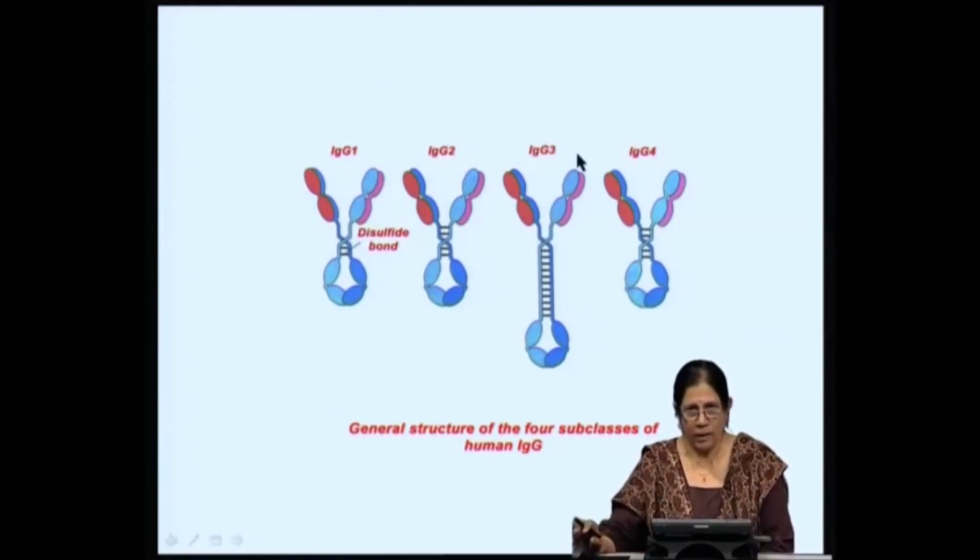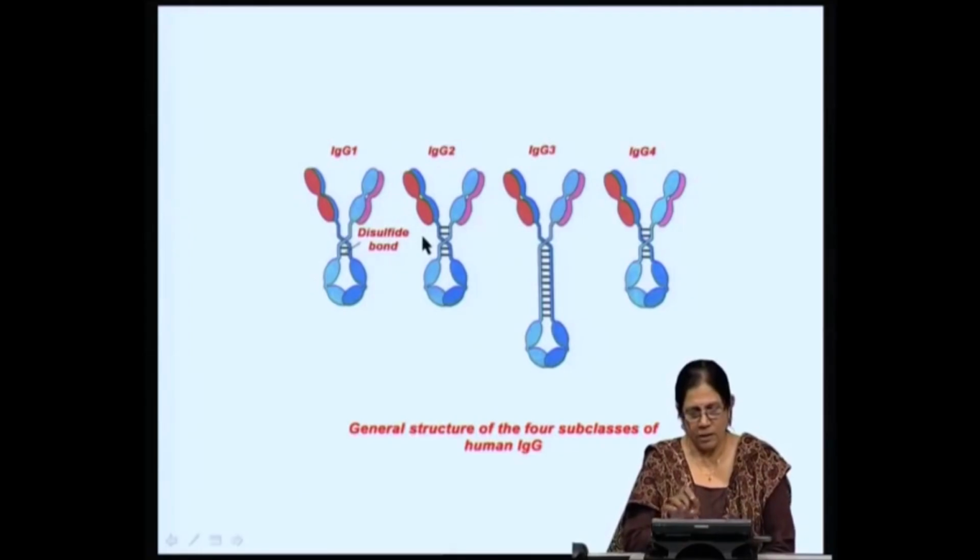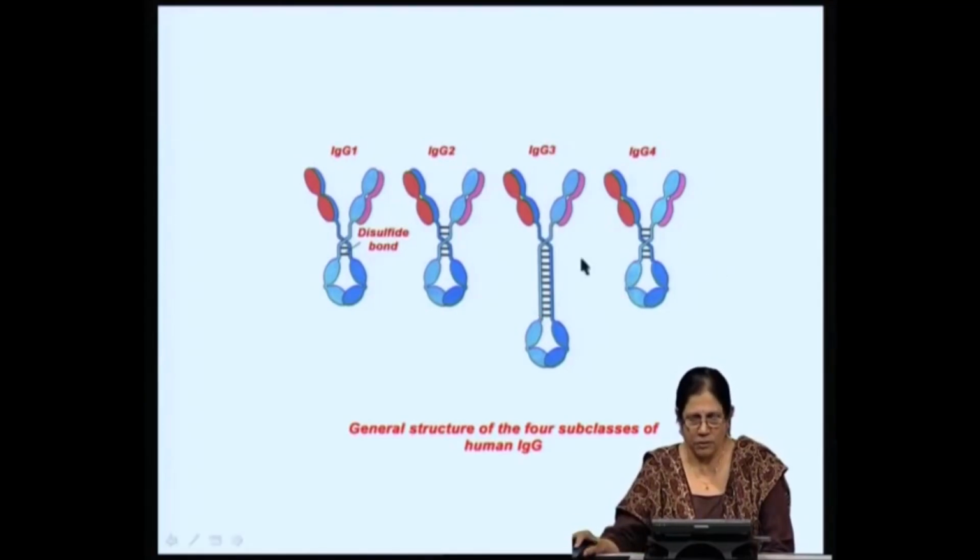Now, therefore, one can have reagents or antibodies which can recognize IgG 1, but not the others and so on. So, one can generate isotype specific antibodies. Now, these are isotypes of IgG.